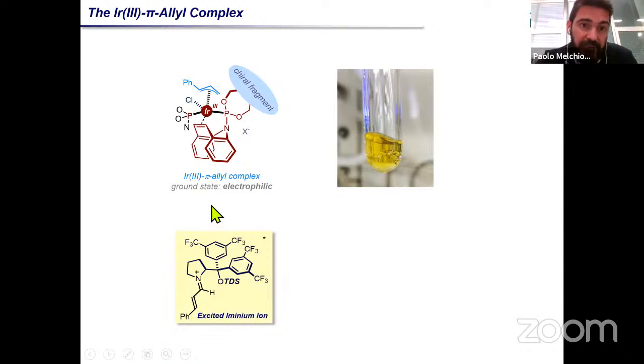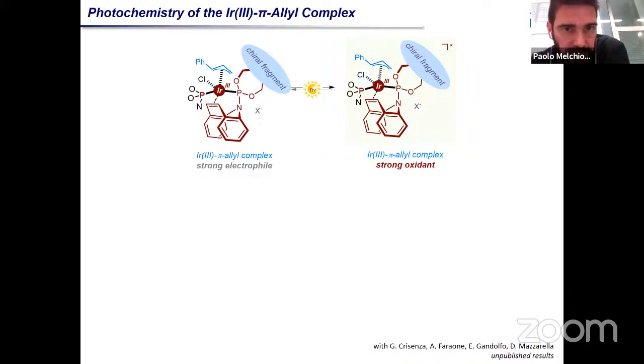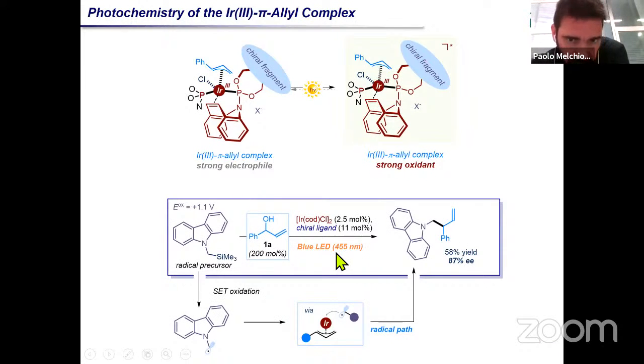So we wondered if it was possible to expand the reactivity of this iridium 3-pi allyl complex upon photoexcitation to make it a redox active oxidant. This idea finds support also in the fact that there are many iridium 3 complexes that upon excitation can do redox chemistry. So this was the idea, exciting this compound to make in the excited state an oxidant that can trigger radical processes. So we tried this model reaction.